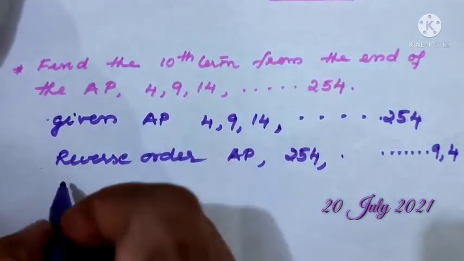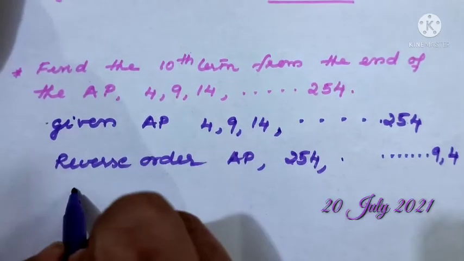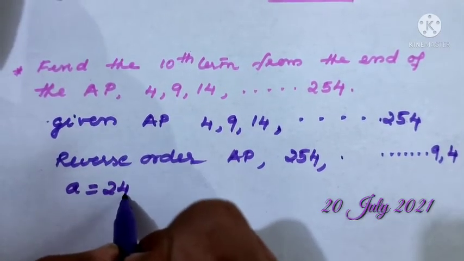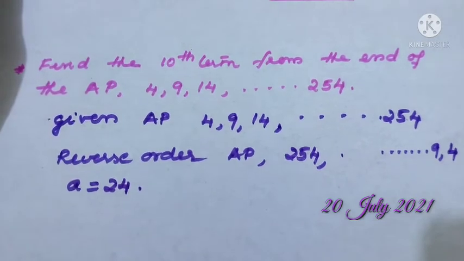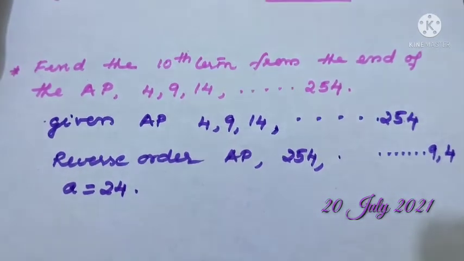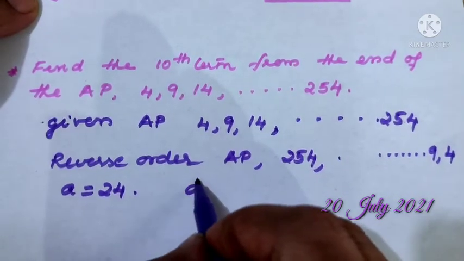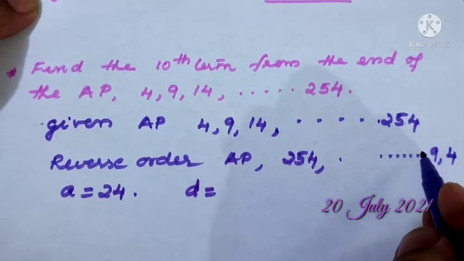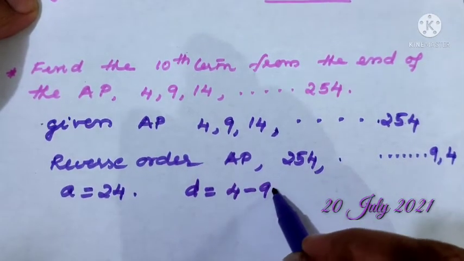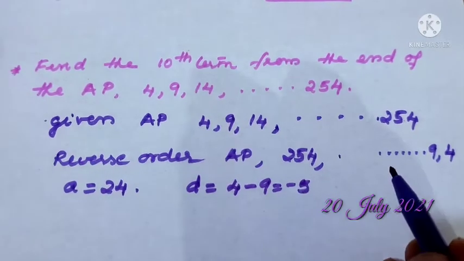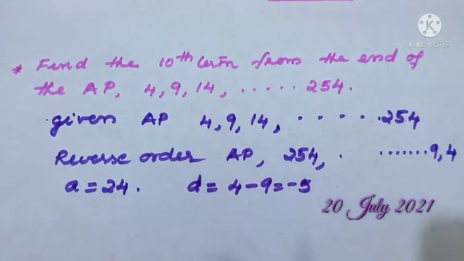Now our starting point, that is the starting term, is A equal to 254 we got, right? Now what is the D here? D equal to 4 minus 9 equal to minus 5. So what is the second term now? 254 minus 5.